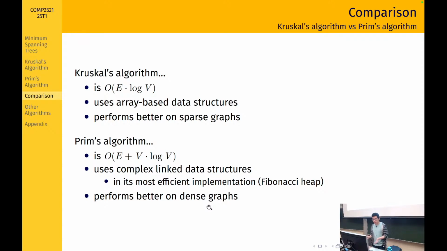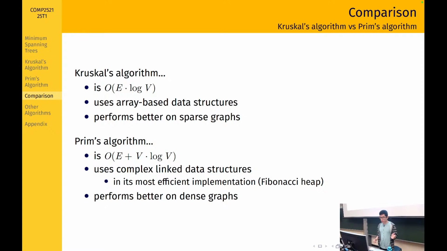What happens if the graph is sparse? The number of edges is closer to V. Then Kruskal's algorithm is going to be O of V log V. And Prim's algorithm, since E here is closer to V, the time complexity would be V plus V log V, which simplifies to V log V. So if the graph is sparse, then both Kruskal's algorithm and Prim's algorithm are O of V log V.